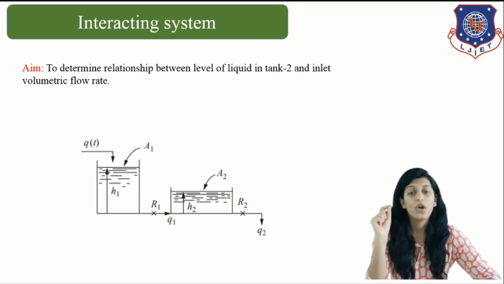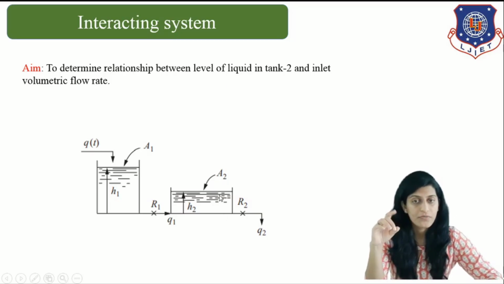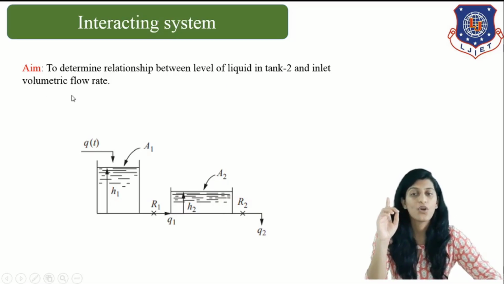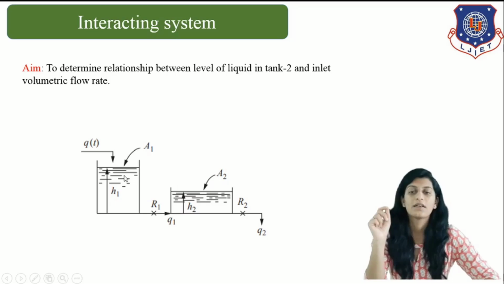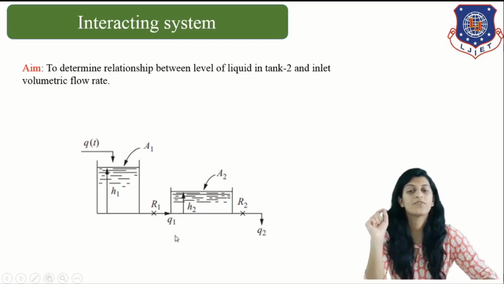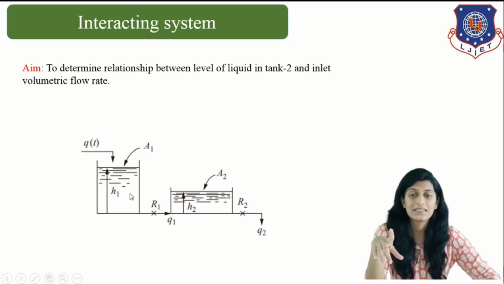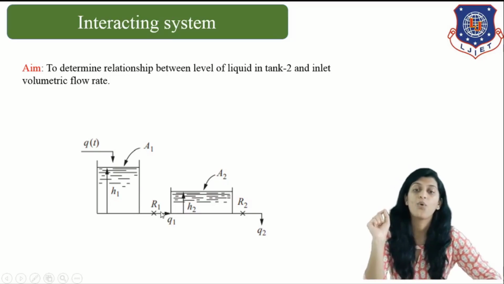So now what we need to derive here? We need to derive a relationship between level of liquid in tank 2, that is H2, and inlet volumetric flow rate, which is Q. We are having two different tanks. First tank is having inlet volumetric flow rate of Q, outlet volumetric flow rate of Q1. Height of liquid inside this tank is H1 and cross sectional area for this particular tank is A1, right, and resistance provided to this tank is R1.